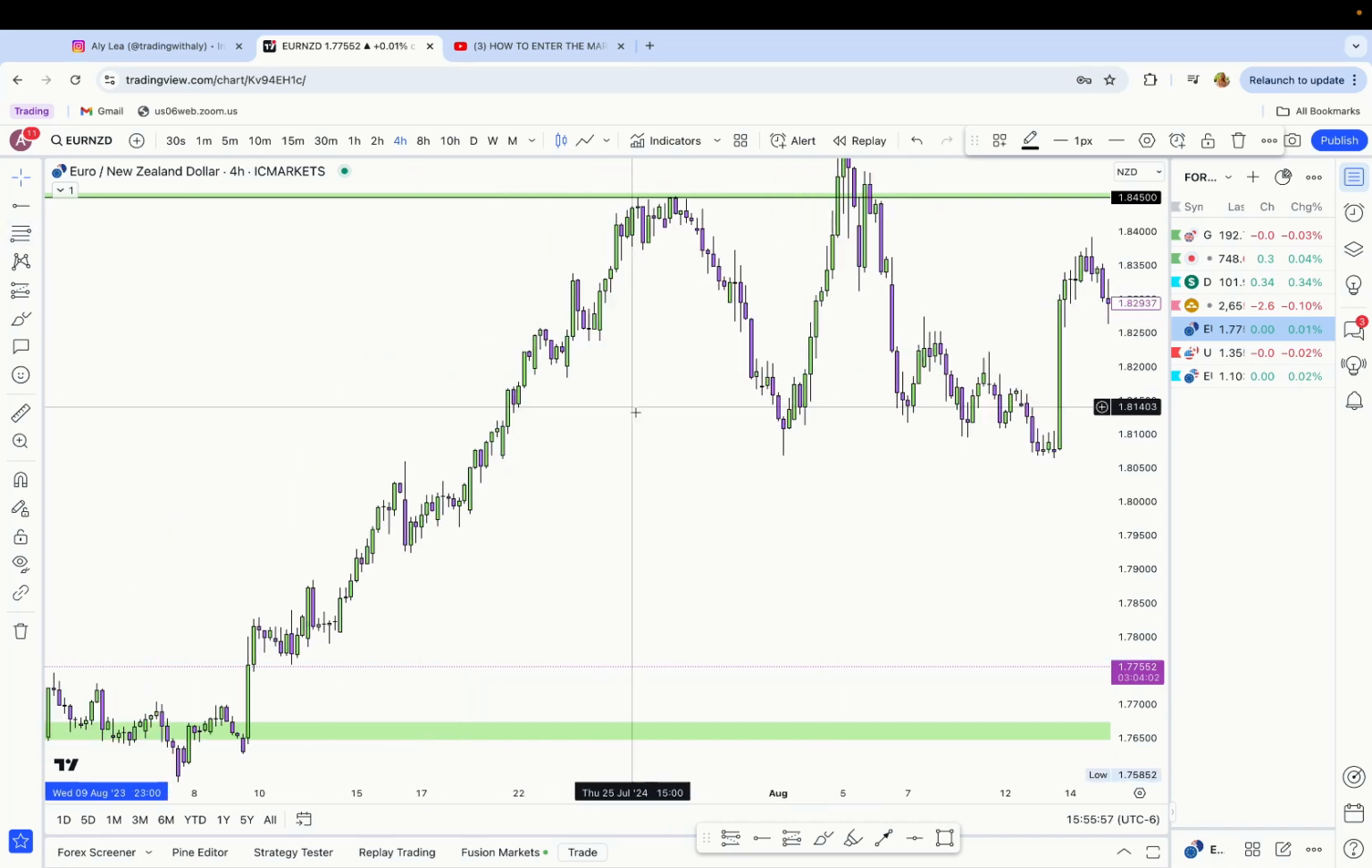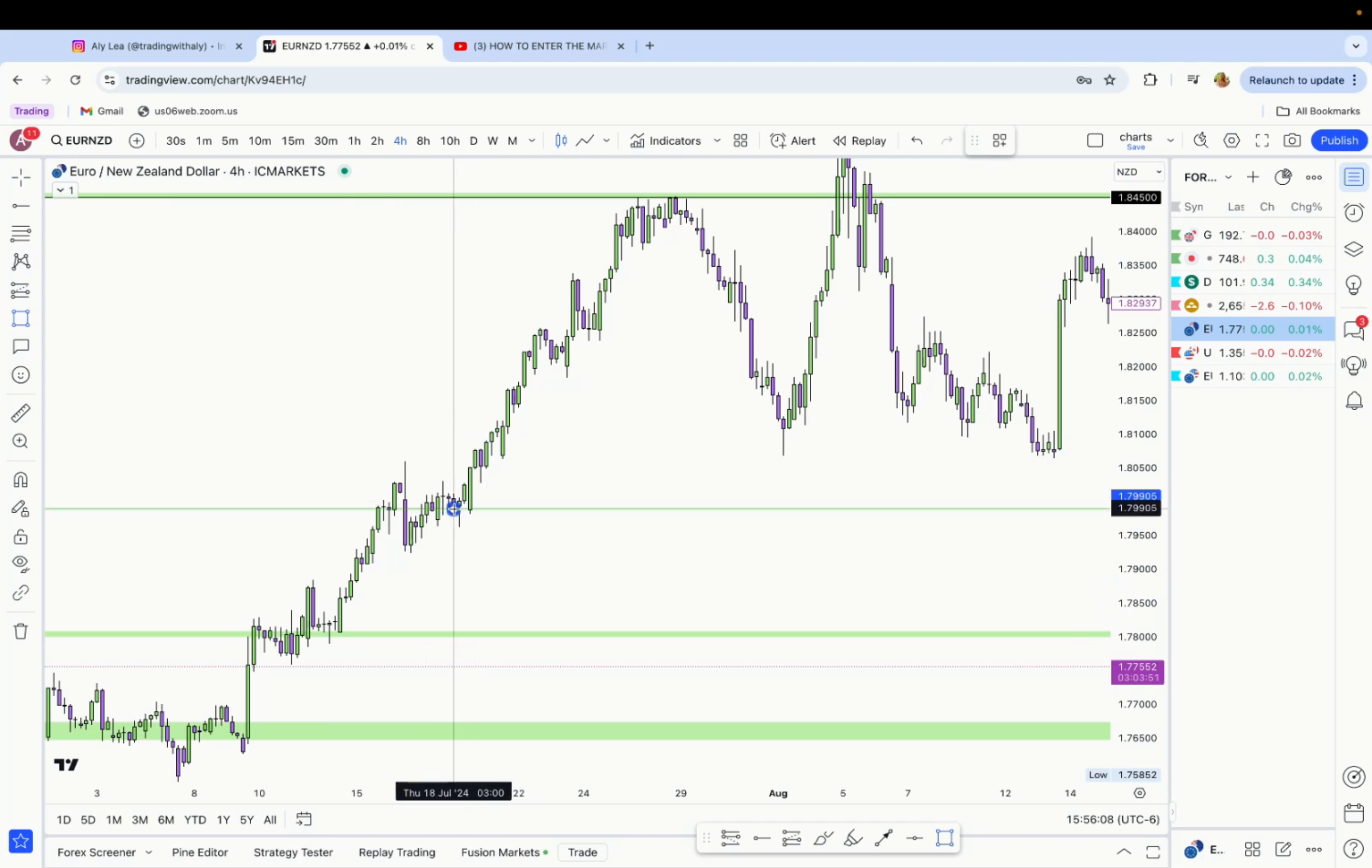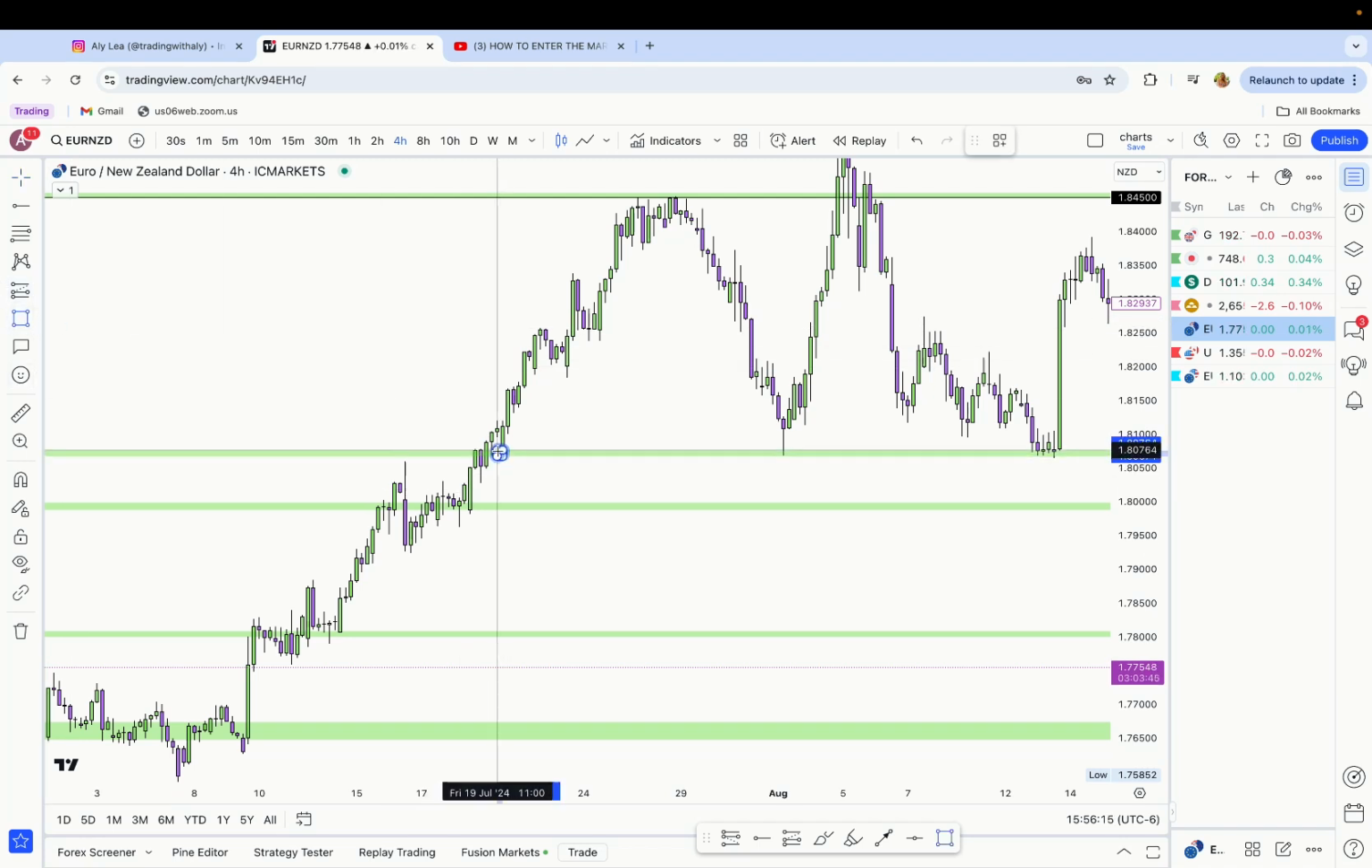So there's a couple areas in here that are imbalances. There's one right here. So again, it doesn't get retested. It just shoots up. There's one right here. There's a couple, but I'm just going to pick out the major ones essentially. So here, here, here, and here are all the imbalances where price has to come and fill, essentially.